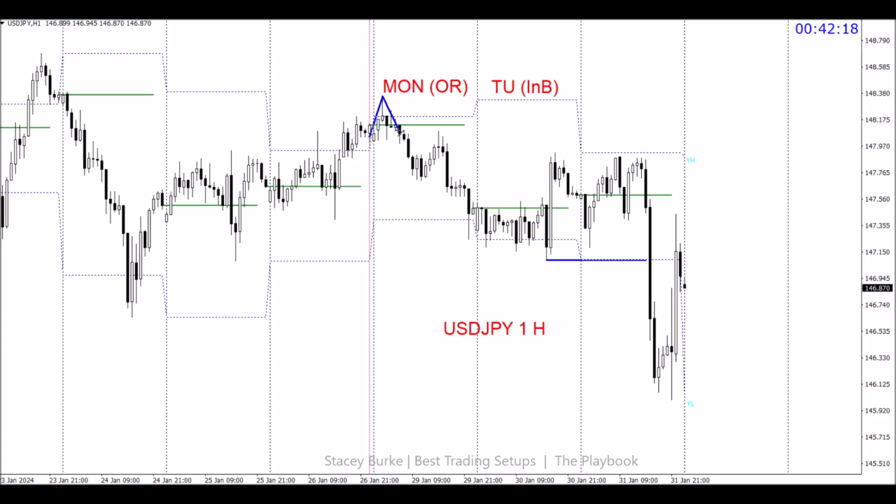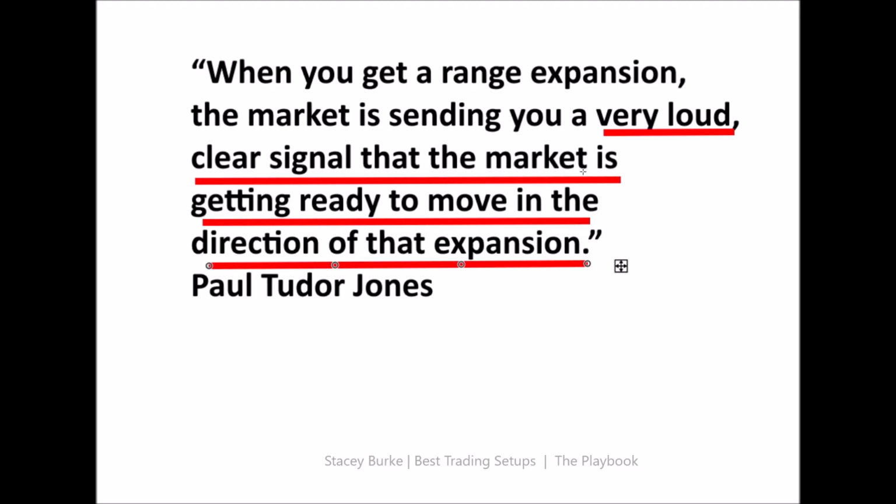Now I'm going to repeat this. Remember what I said. It is not a failed breakout for starting a new day count until another daily level on the opposite side is broken. Now we have Monday's opening range, and we have a range extension, lower lows on the downside on day two. And as Paul Tudor Jones says, sending you a very loud, clear signal that the market is getting ready to move in the direction of that expansion.